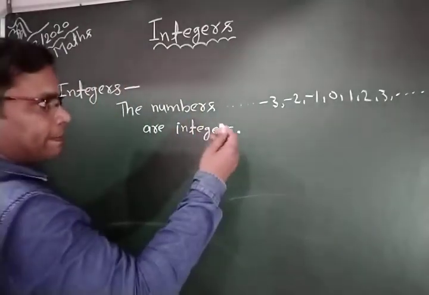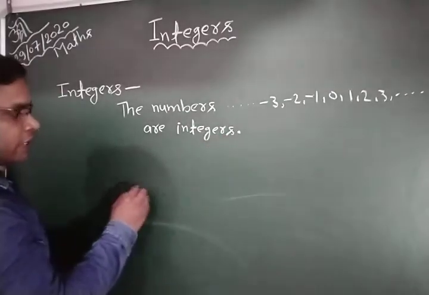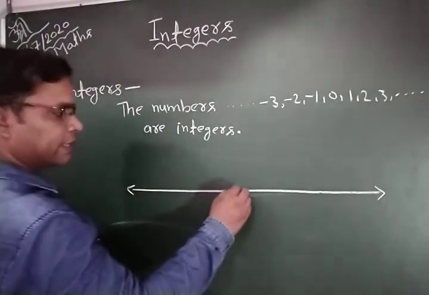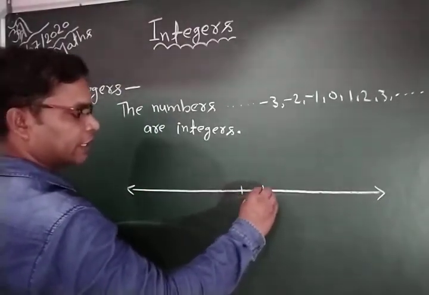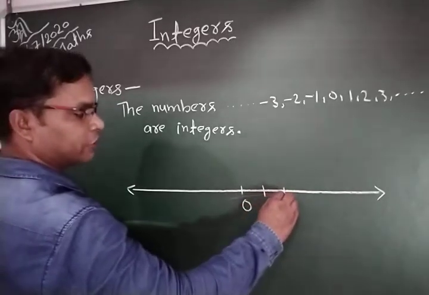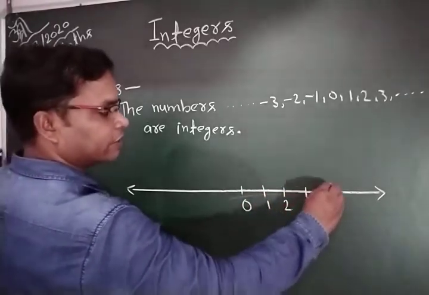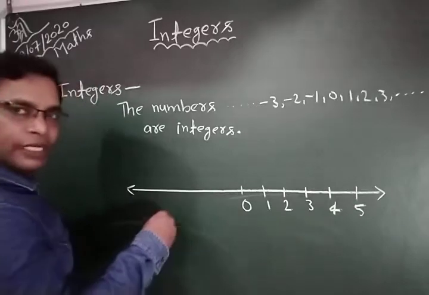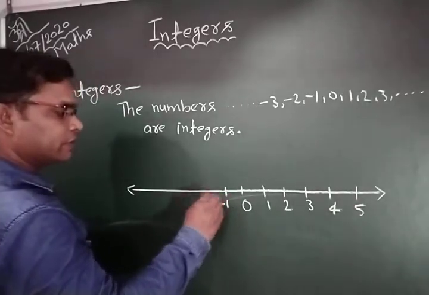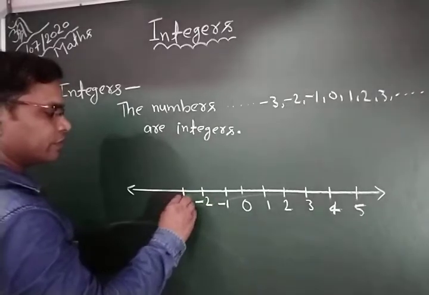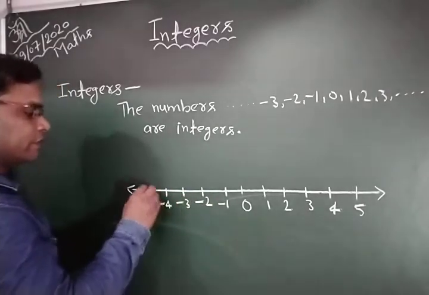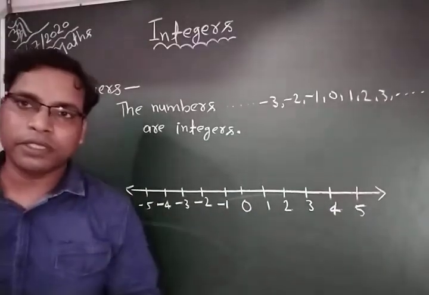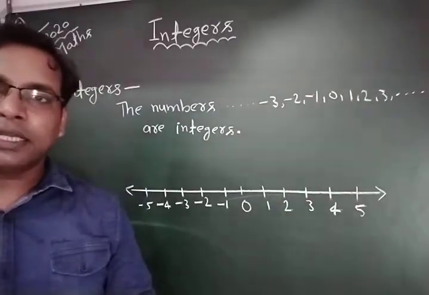We represent integers on the number line. First we draw a line like this, and we take 0. On the right-hand side we take 1, the positive integers 2, 3, 4, 5 and so on, and on the left side of 0 is -1, -2, -3, -4, -5 and so on. In this way you represent integers on the number line.